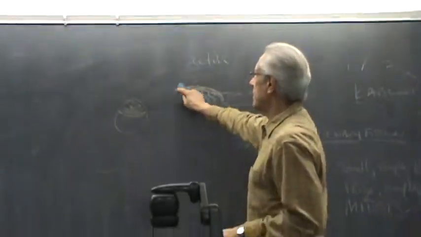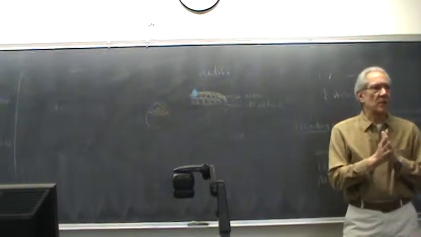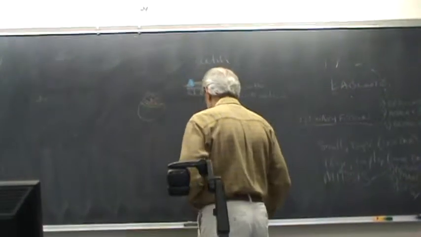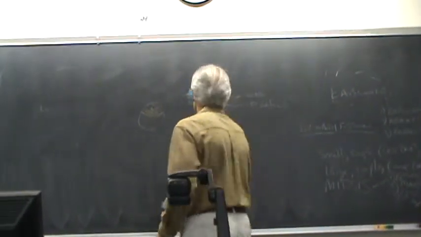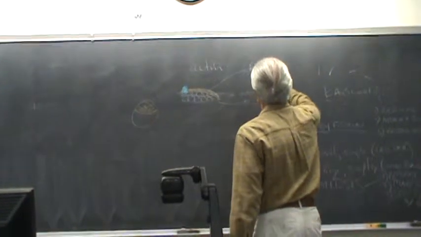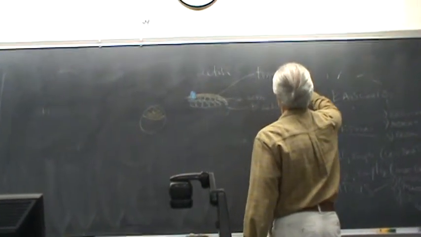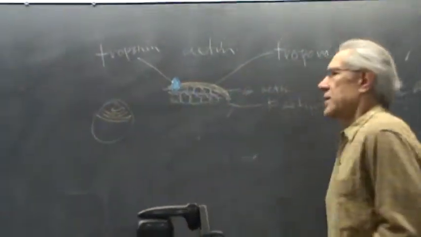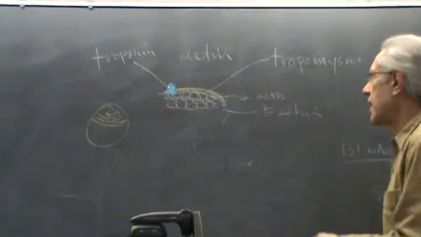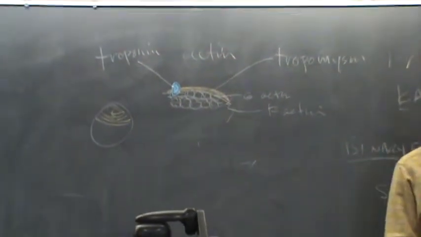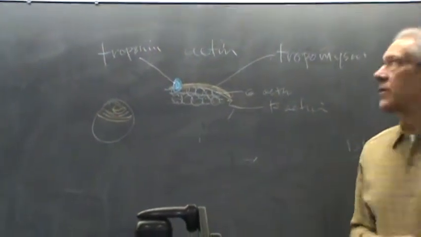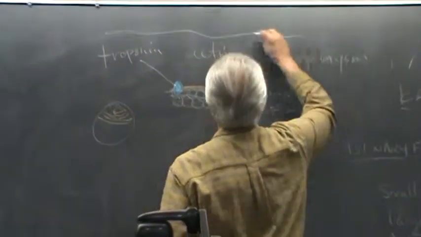So what's this overlying layer of orange? It's called tropomyosin. And what's the blue thing? Troponin. So the orange stuff is tropomyosin, and the blue stuff is troponin. So to have a contraction happen, how do you expose the active sites on the G actin? Calcium.